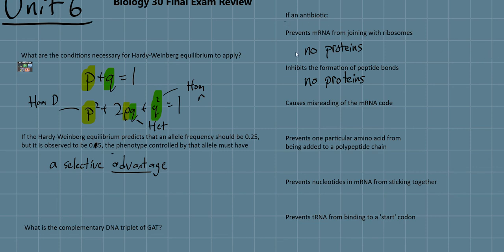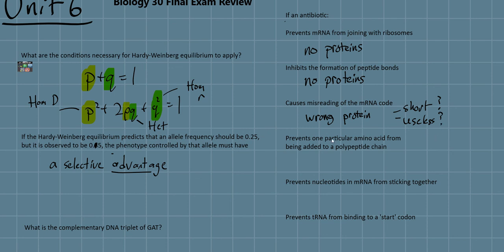If an antibiotic causes misreading of the mRNA code, so it causes the letters to get garbled up, in that case, we might get a protein formed. It might be shorter than normal because you might have a stop codon by accident. It might just be totally the wrong amino acids and you end up with a useless protein. But you might be able to build something out of it.